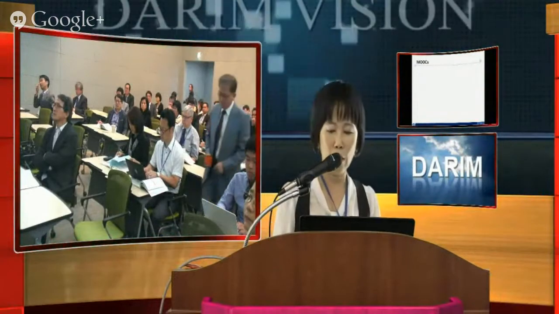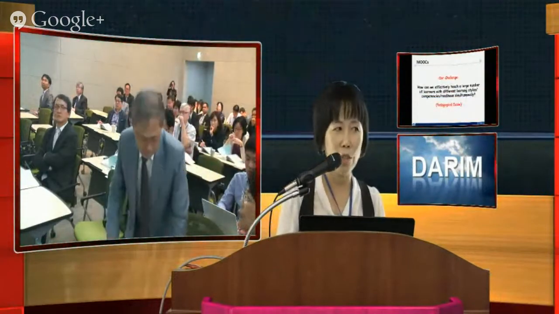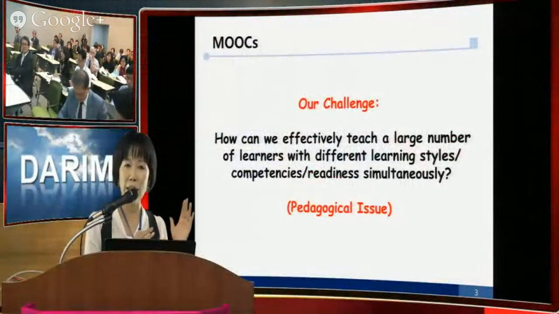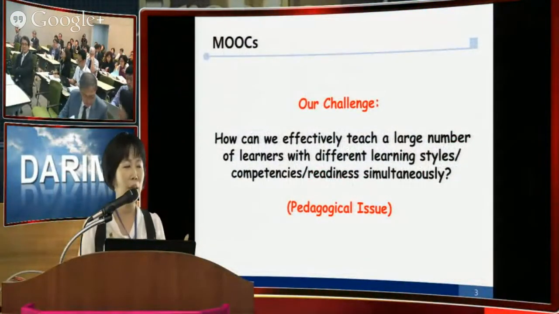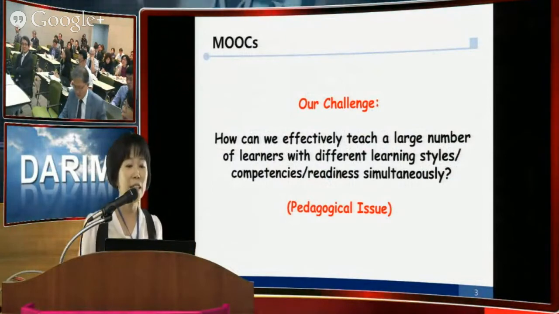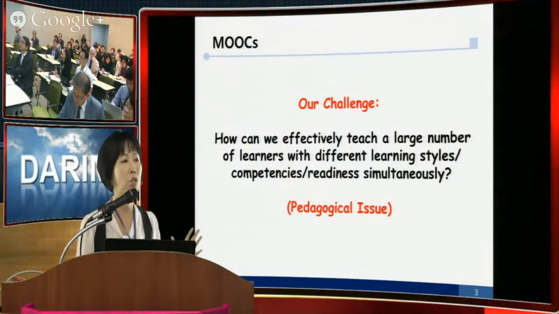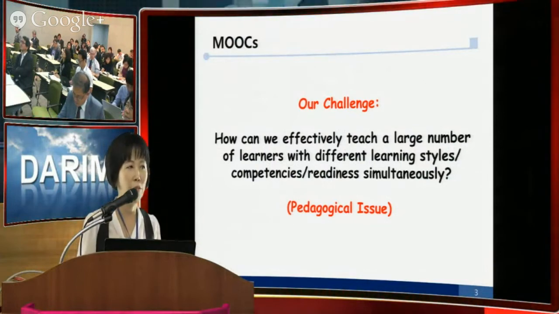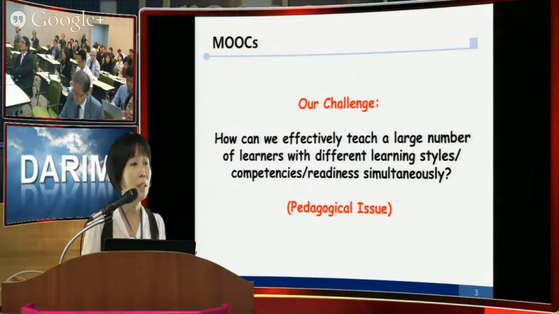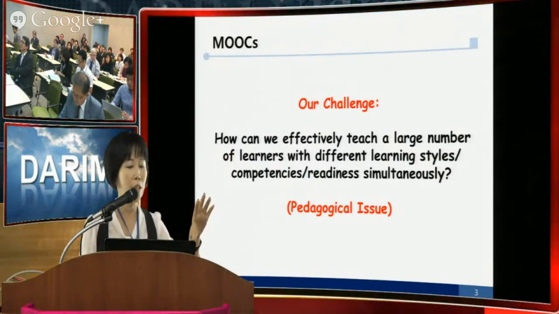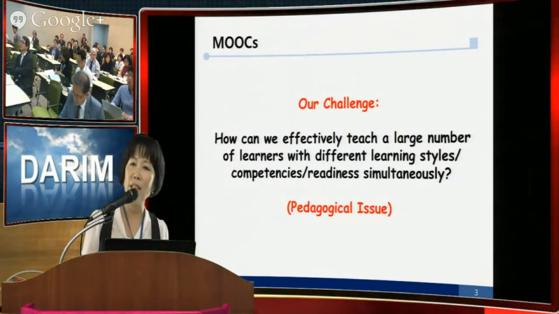And then let me talk a little bit about the pedagogical issues. Because learners are so different in terms of their levels, their styles, and maybe their interests, their needs. How can you effectively teach a large number of learners who are so different, from different cultural backgrounds, simultaneously? Because it's massive open online courses. So this is definitely a pedagogical issue.